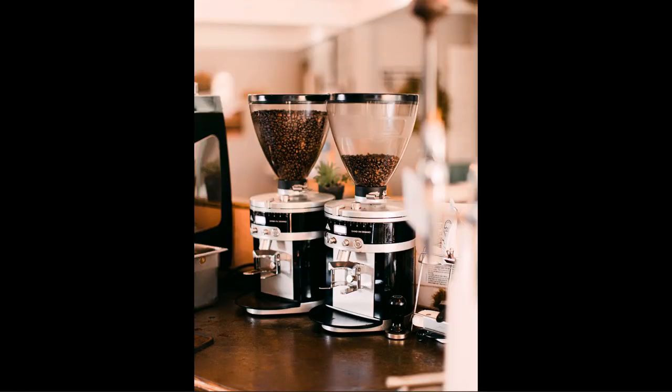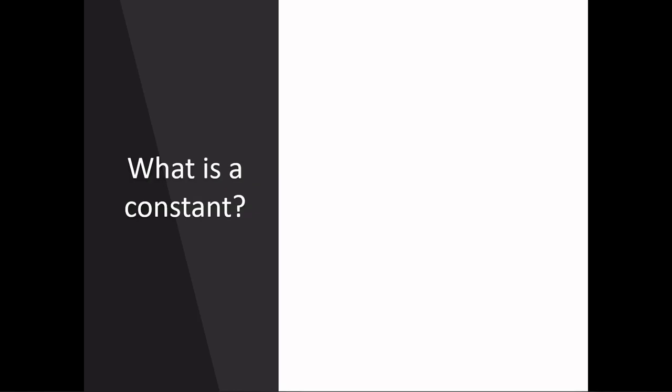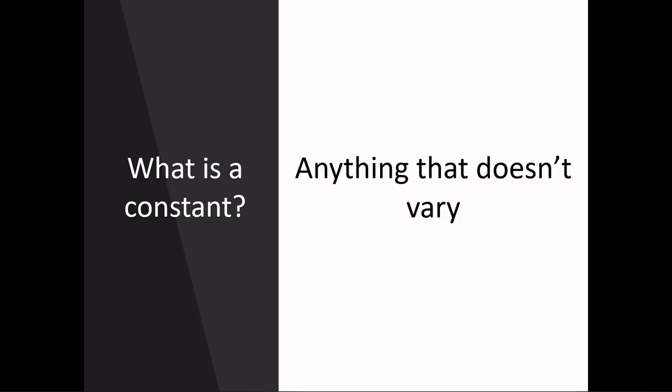Similarly, if I'm at a coffee shop, people are either drinking regular or decaf. The type of coffee that they're drinking is a variable. In contrast, a constant is anything that doesn't vary. It stays the same. So let's look at some examples here.